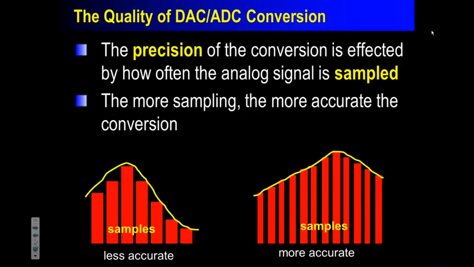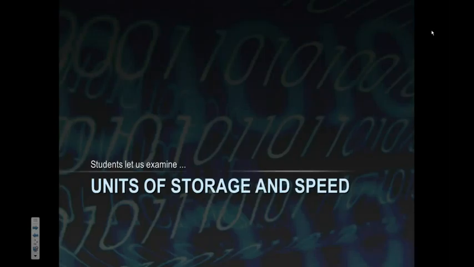Sampling, okay? But what's the downside? Okay, so the advantage of sampling is you get a more accurate representation. What's the downside of more sampling? Yeah, larger file size, obviously, right? So more sampling means more accuracy, but more accuracy means larger file size. Again, some of this will be a review for you guys.